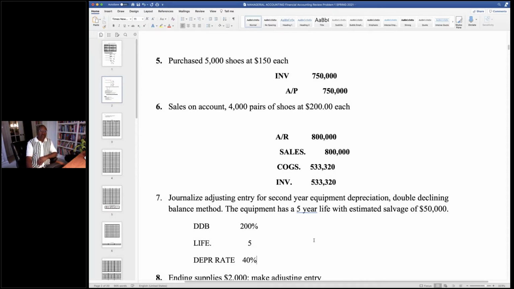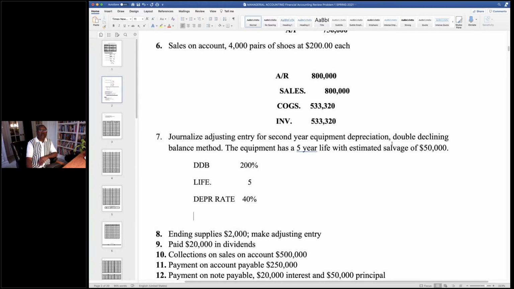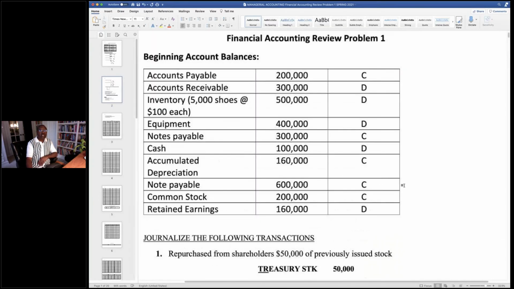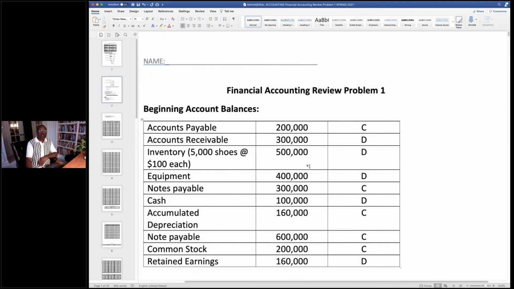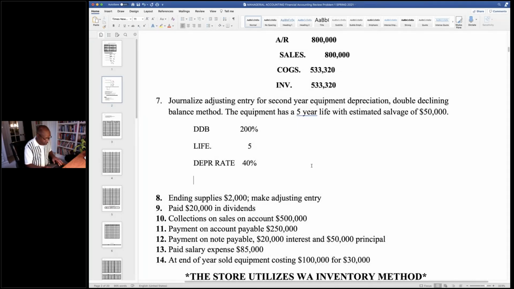So that's the rate we're going to be using. We're going to ignore salvage since we're using double declining balance. So we don't have to worry about salvage. But how much did this equipment originally cost us up here? It was $400,000, correct? So the cost of this equipment was $400,000.